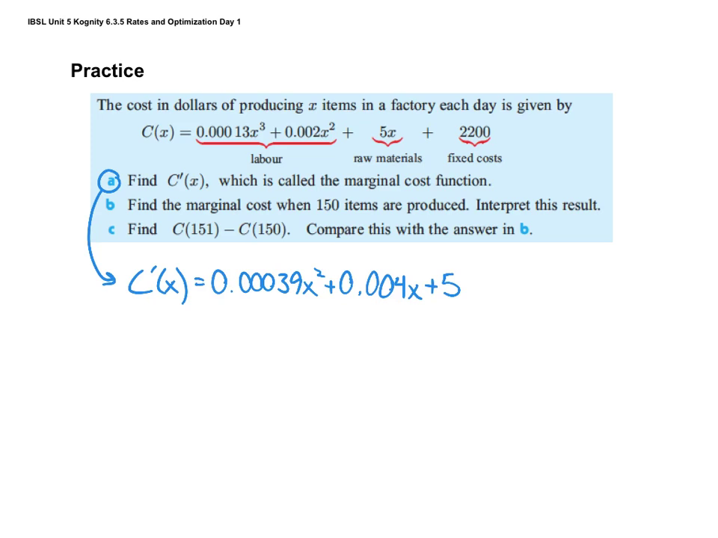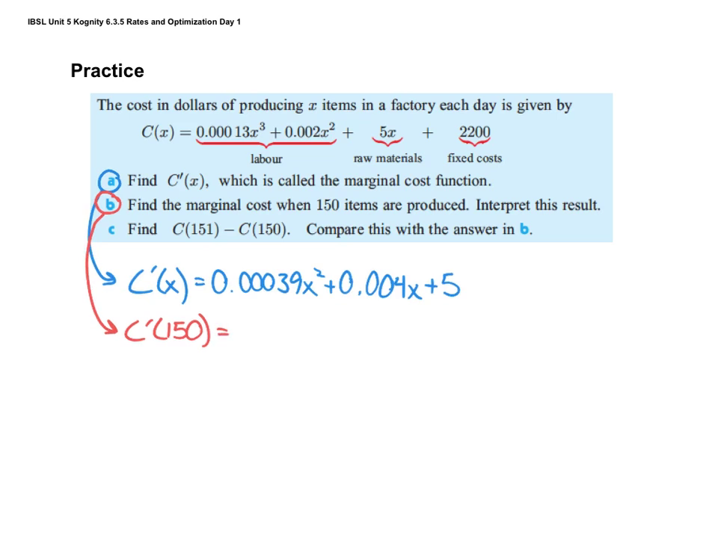Okay? Now it says find the marginal cost when 150 items are produced. So what are we being asked to find? Plug in 150. Yeah, plug in 150. Okay, so C prime of 150.